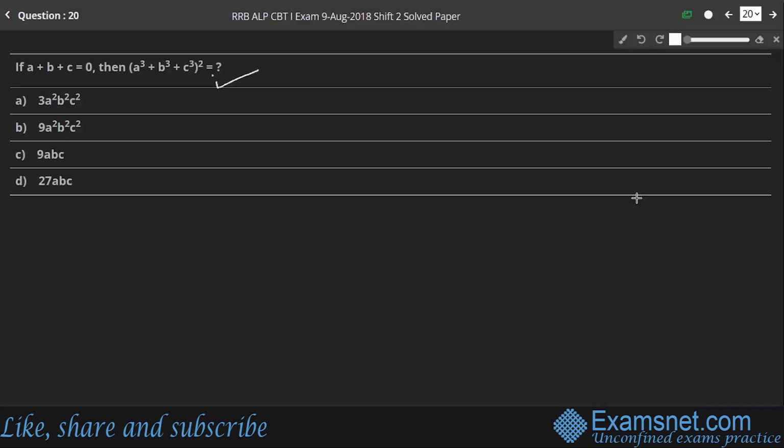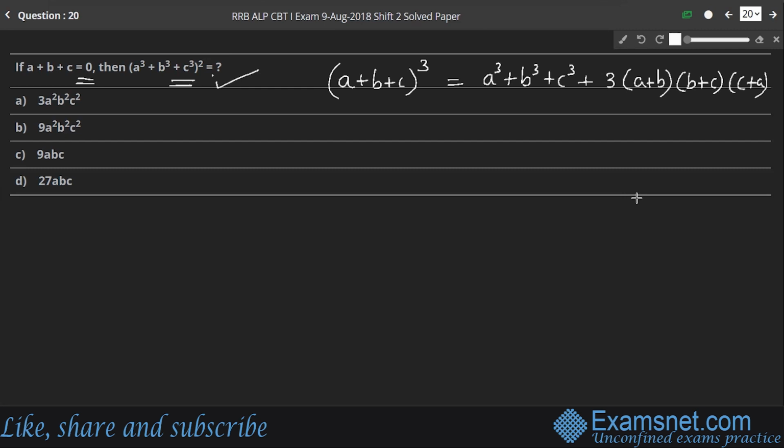Question number 20. If a plus b plus c is equal to 0, then a cube plus b cube plus c cube, the whole square is equal to. So students, to solve this, we are using the formula of a plus b plus c, the whole cube, which is equal to a cube plus b cube plus c cube plus 3 times a plus b into b plus c into c plus a.